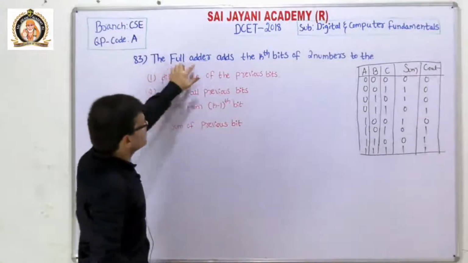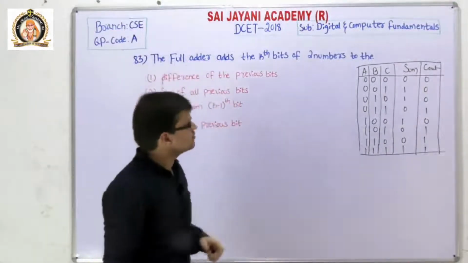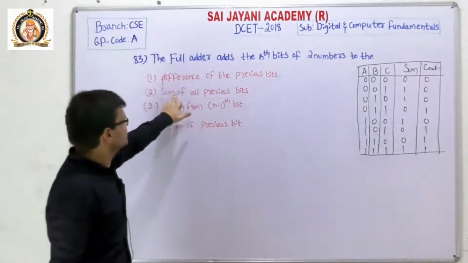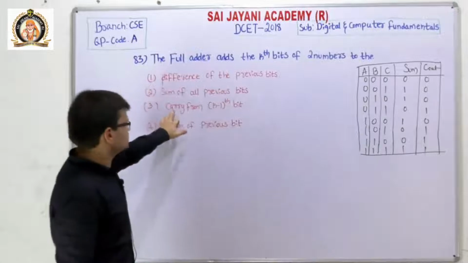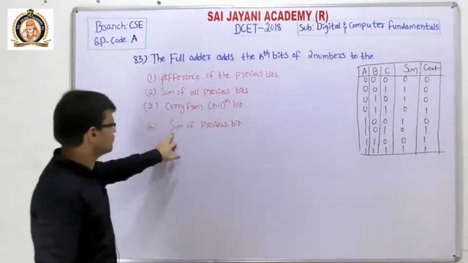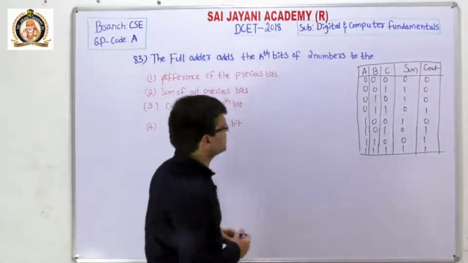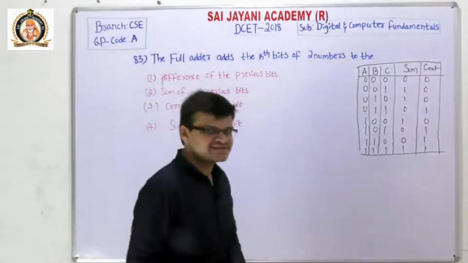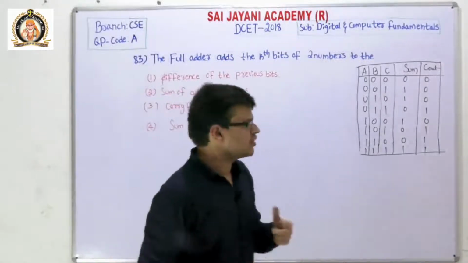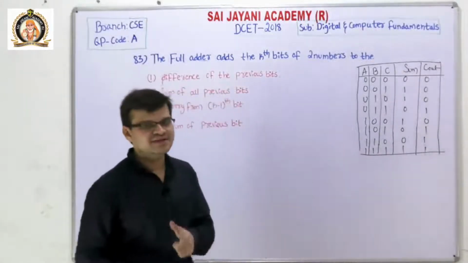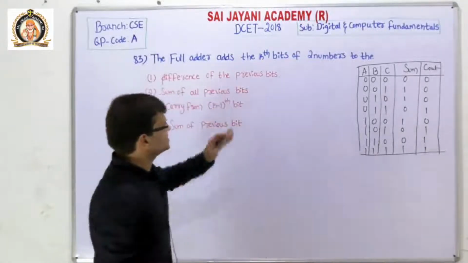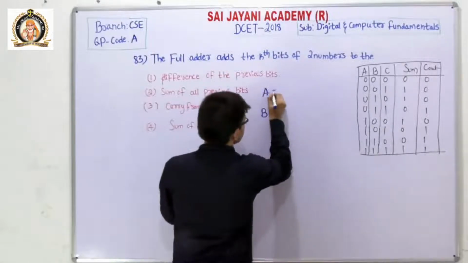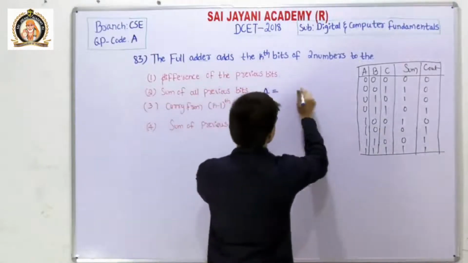Question number 83, the full adder adds the kth bits of two numbers to the, we have four options. The first one is difference of the previous bits, the second one is sum of all the previous bits, the third option is carry from the k minus 1th bit, and the fourth option is sum of previous bits. A full adder is a combinational circuit that has two input bits and one carry bit, along with two output bits, that is one sum bit and one carry bit. And this question can be answered by taking one simple example, that is consider two inputs of 5 bits.